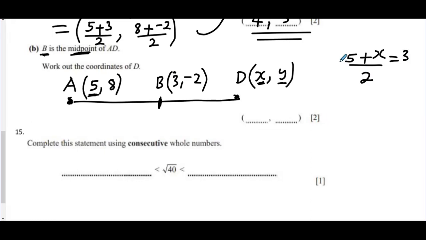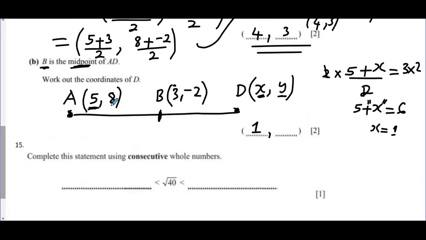So you need to multiply by 2 here to find the value of x. This 2 and 2 will cancel. So we end up getting 5 plus x equals 6. So which number here? 5 plus which number equals 6? That number is x equals 1, meaning 5 plus 1 equals 6. So that number here should be equal to 1.